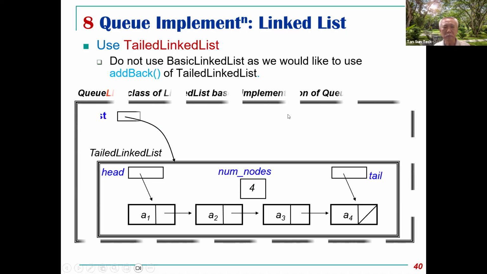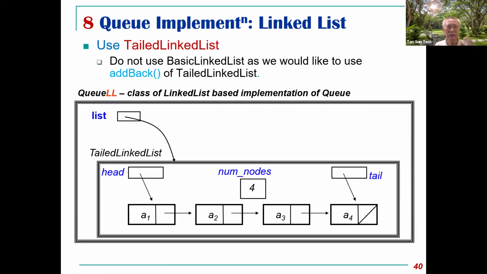Again, we create a tail linked list object and then implement this queue linked list implementation by using this object. As we said already, this is composition, right? You compose an object and then make use of the operations inside the object to achieve the operations that you want to perform for this queue. So this is what we call QLL, a class of linked list implementation of a QADT.